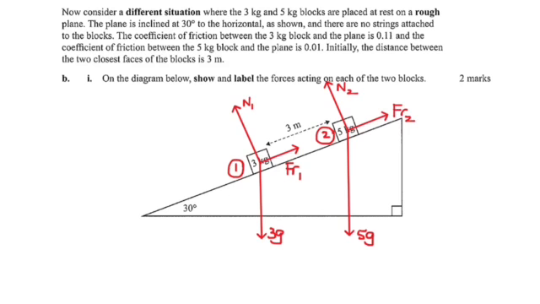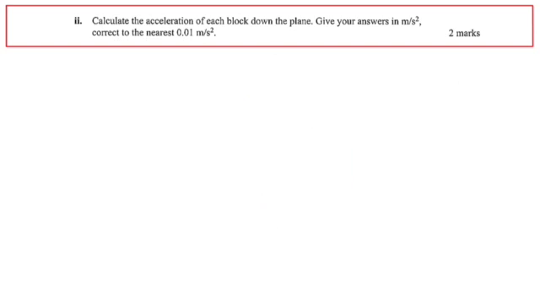So that's 2 marks we got for that question. No problem. Over the screen we go. Calculate the acceleration of each block down the plane. Give your answers in meters per second squared, correct to the nearest 0.01 meter per second squared. And you can see where this is leading, guys.